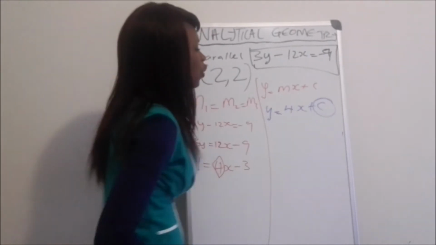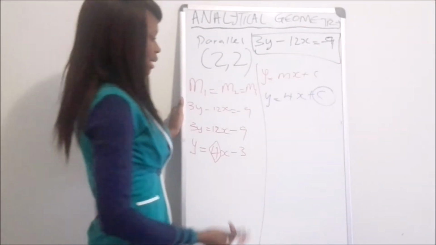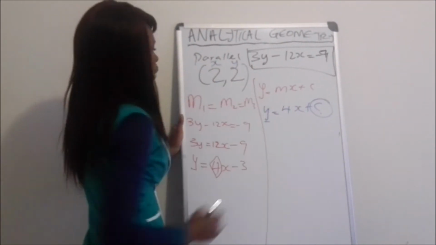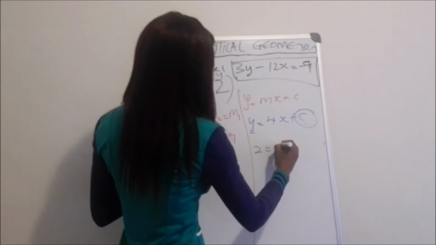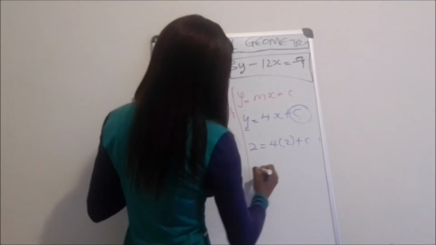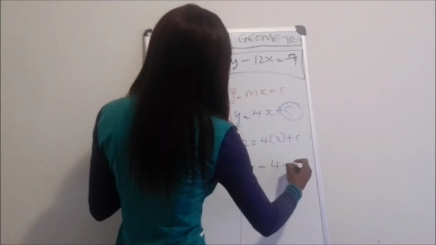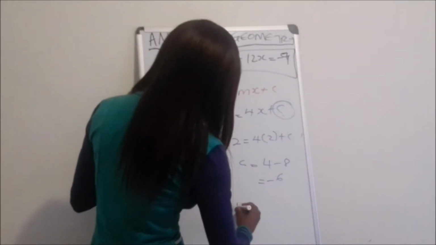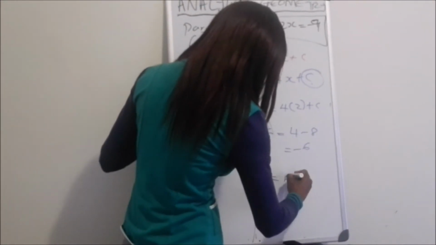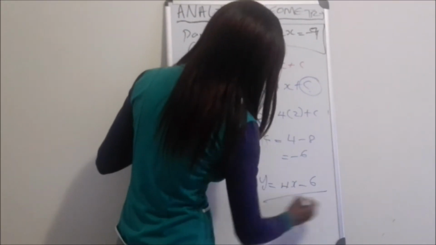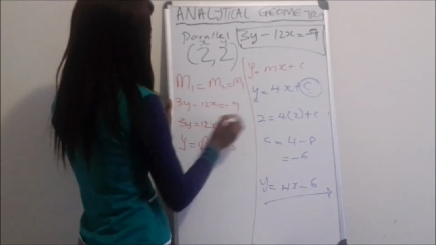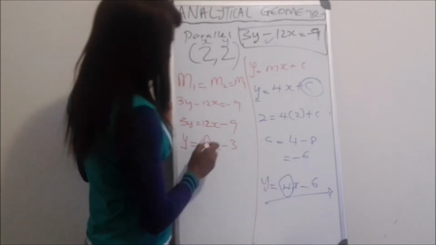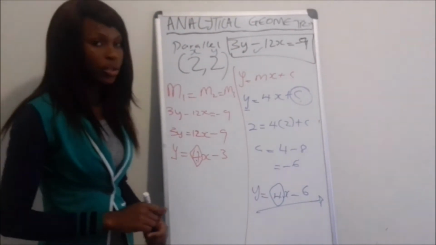Now we have one unknown, which is the value of our y-intercept. To find c, we use the point we are given, x = 2, y = 2. Then 2 = 4(2) + c, so c = 2 - 8, which is -6. Our equation is y = 4x - 6. This is the equation of the line parallel to the given line, and you can tell it's true because our gradients are both equal to 4.